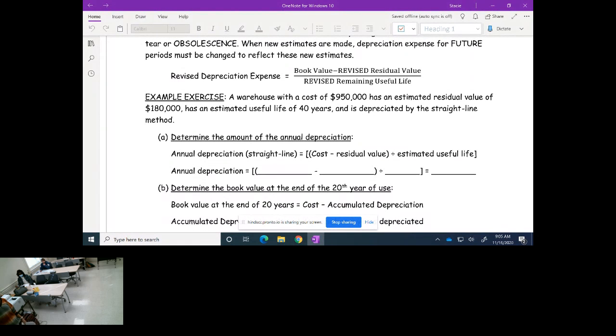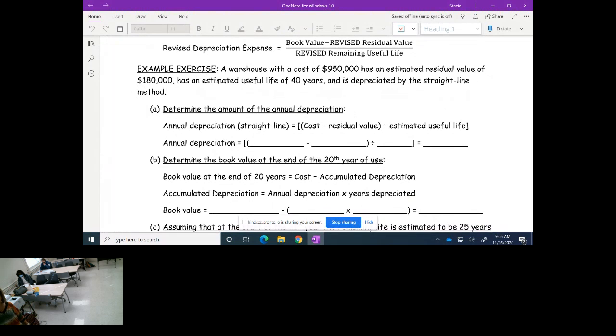All right, so on our example exercise, we have a warehouse with a cost of $950,000. It has an estimated residual value of $180,000 with an estimated useful life of 40 years, depreciated by straight line method. Okay, this is the original information. So we're going to calculate what the depreciation was originally, and then we'll look at a remaining life revision. All right, so determine the amount of annual depreciation. Okay, so our formula is cost minus residual divided by the estimated useful life.